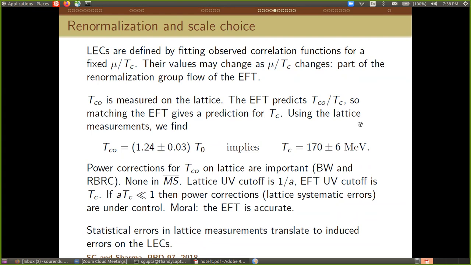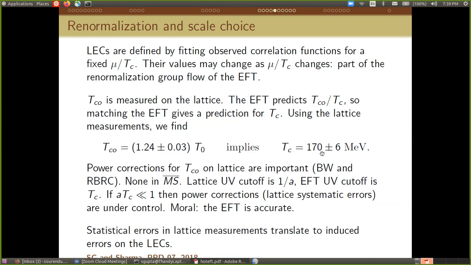Now, if I use the lattice measurements, then I find, using the effective field theory, that TCO is 1.24 plus or minus a certain number. This comes from the statistical errors of the lattice. Okay, TCO is this much times T0. And if I put in the numbers for TCO from the lattice, then I get that TC is 170 plus or minus 6 MeV.